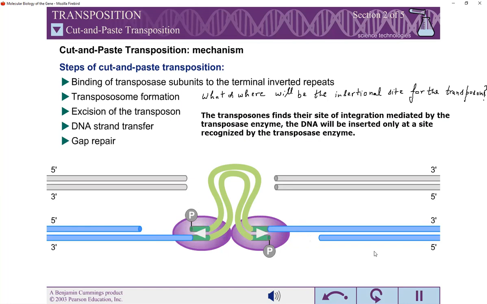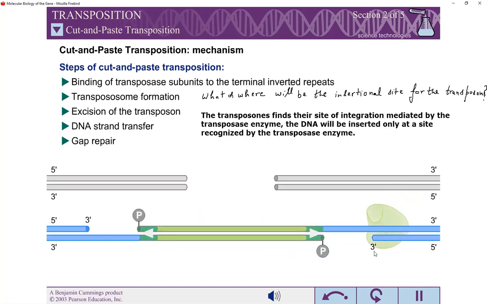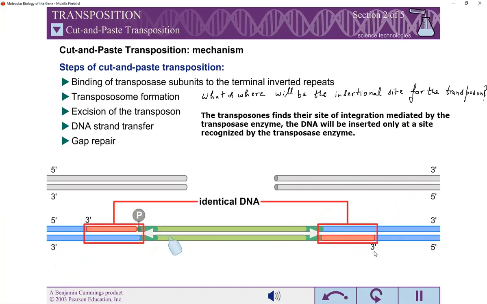The gap in the target DNA resulting from the staggered attack on the two strands is then filled in by cellular DNA repair proteins. The 3' hydroxyls of the target strands serve as primers for DNA replication. Filling in these gaps gives rise to DNA duplications that flank the transposon.